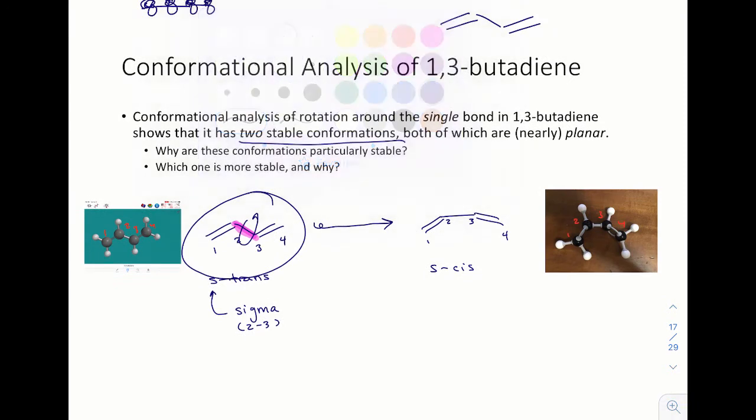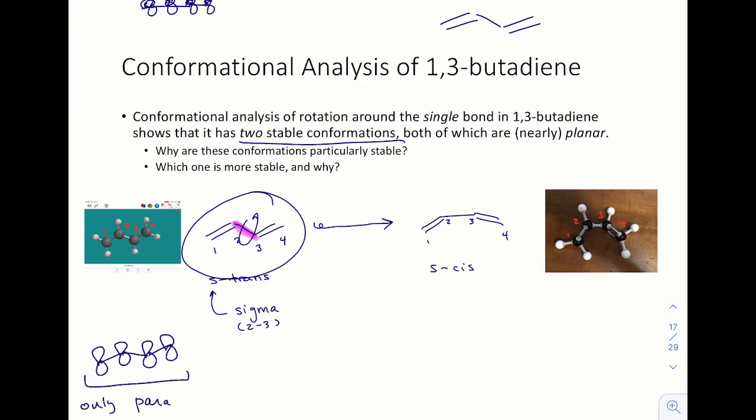Now, why just these nearly planar conformations? Well, I think you've guessed it. In order for the p orbitals to be conjugated with one another, they must be parallel. And these orbitals will only be parallel when the molecule is planar. That is the same for the S-cis. Cool. So which of these molecules is more stable and why?